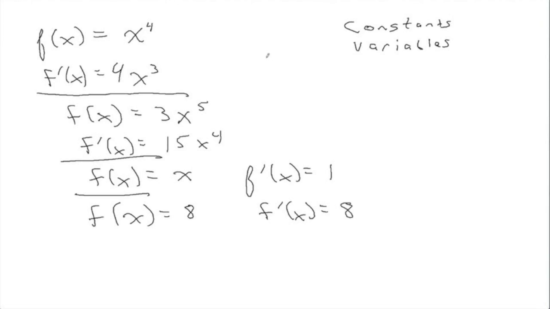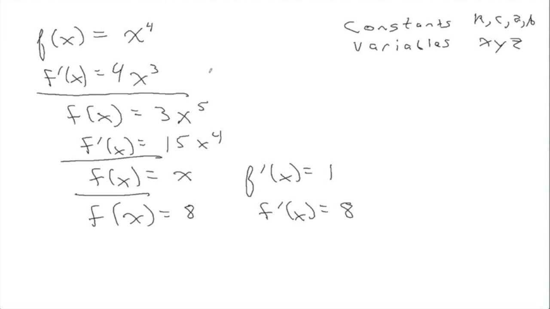Now, you have to keep in mind that letters don't always stand for variables. Sometimes a letter is used to stand for a constant. Usually, we use letters from the end of the alphabet for variables, and usually we use letters from earlier in the alphabet for constants. So a letter could be either a constant or a variable.